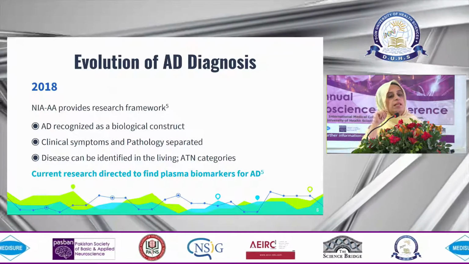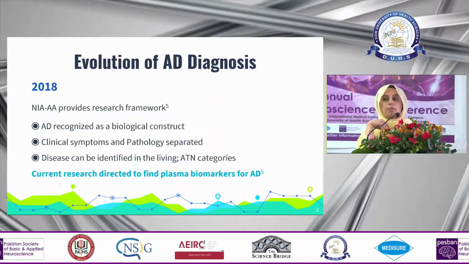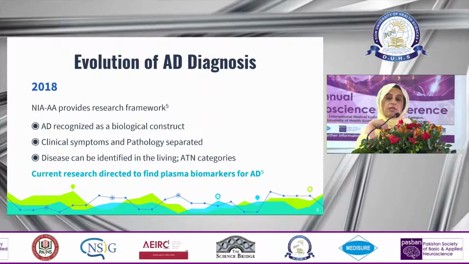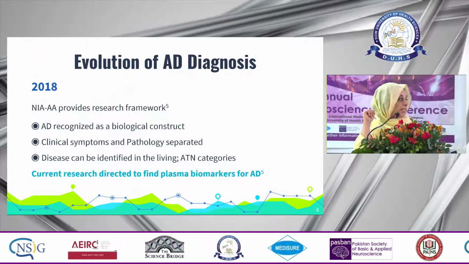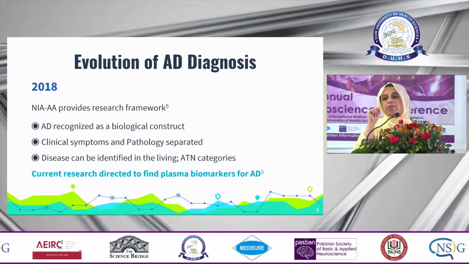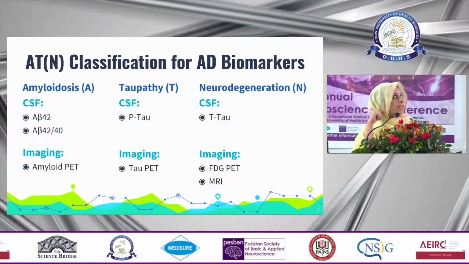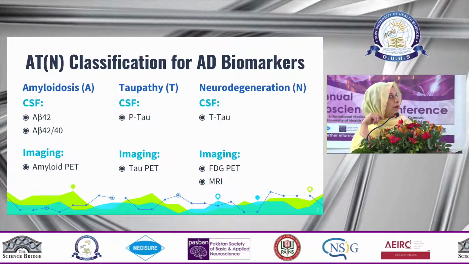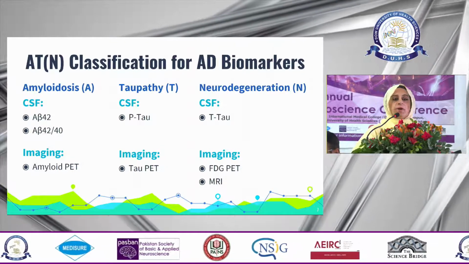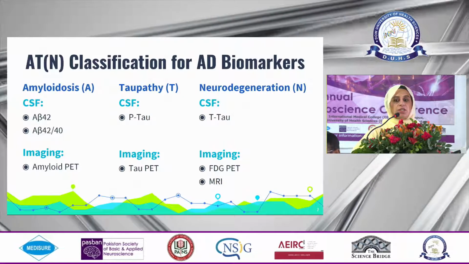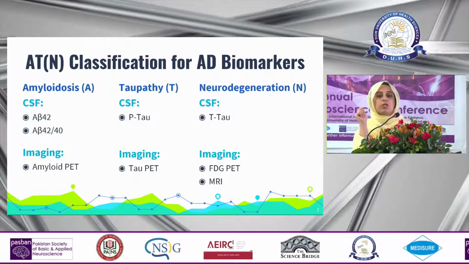In 2018, the National Institute of Aging Alzheimer's Association proposed a research framework in which the disease was given a biological construct. The clinical symptoms were separated from the disease pathology, and it was recognized that the disease could still exist without the patient showing clinical symptoms. The disease could be identified in the living with the use of biomarkers using the ATN classification of biomarkers. This is the ATN classification, which divides the biomarkers into amyloidosis, tauopathy, and neurodegeneration category. The N category is placed in parenthesis because it represents neurodegeneration and is not specific for Alzheimer's disease. Each category consists of CSF and imaging biomarkers.